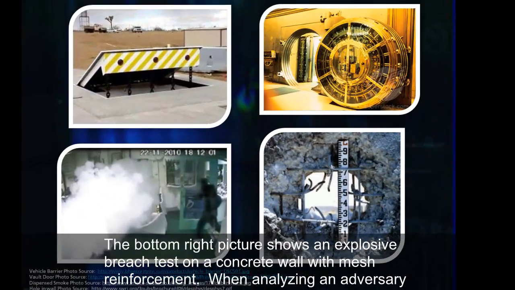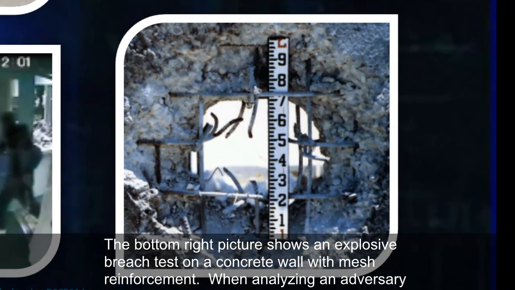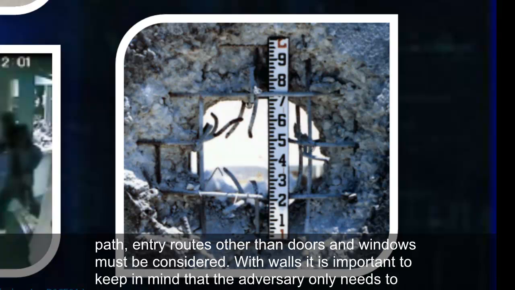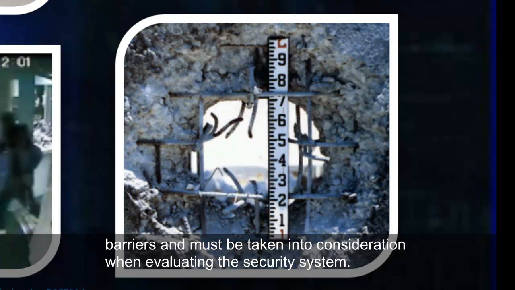The bottom right picture shows an explosive breach test on a concrete wall with mesh reinforcement. When analyzing an adversary path, entry routes other than doors and windows must be considered. With walls, it is important to keep in mind that the adversary only needs to produce a hole big enough for a person to crawl through. Explosives can provide a fast means of breaching barriers and must be taken into consideration when evaluating the security system.